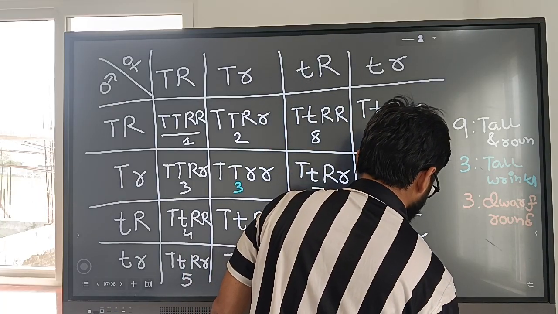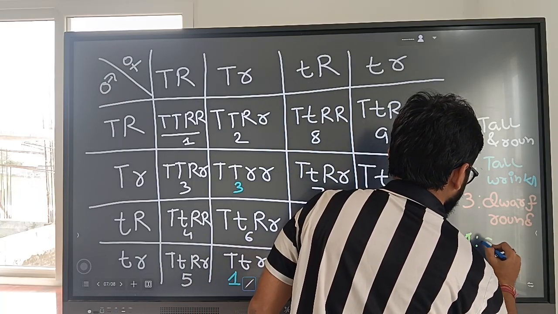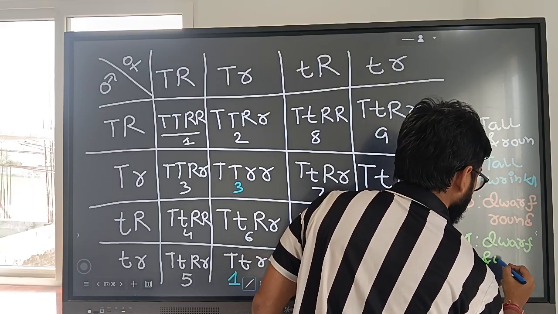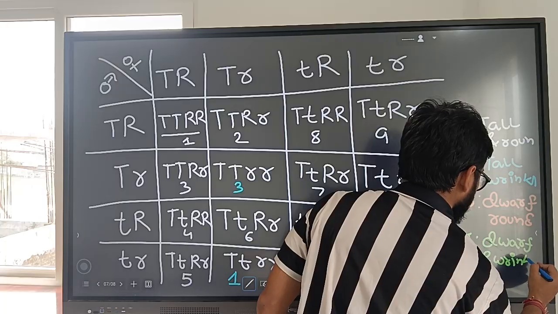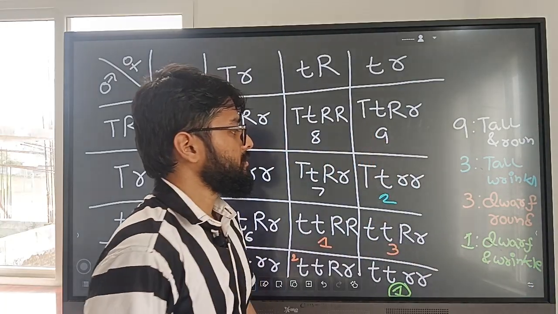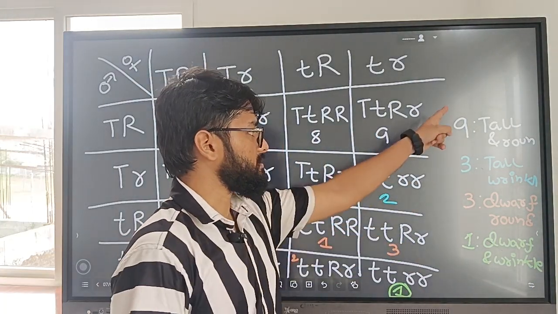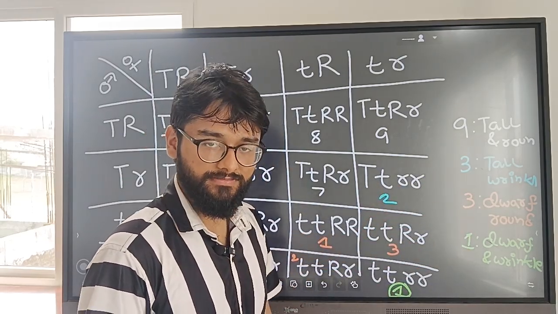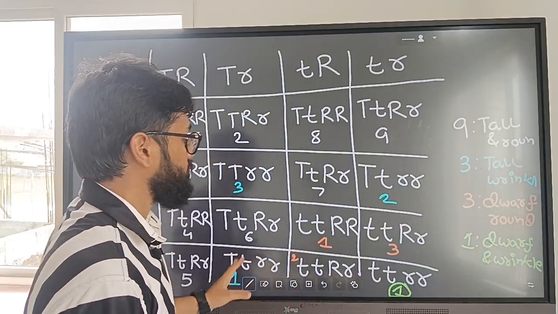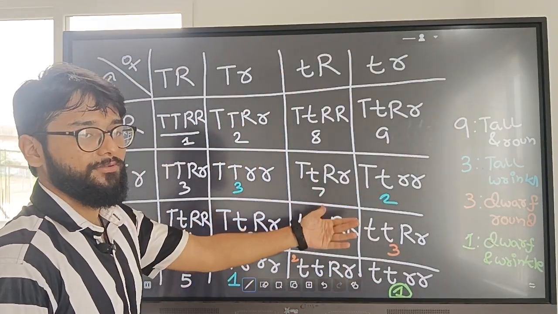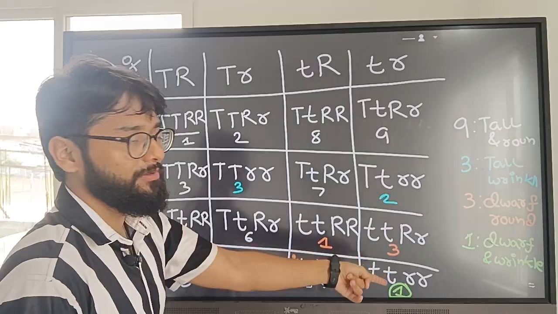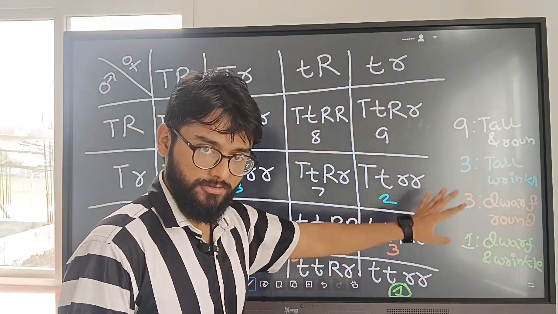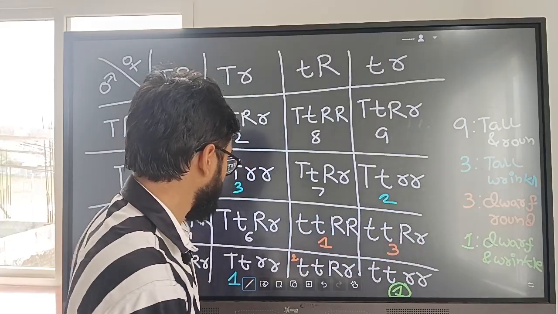Okay, the last one will be just this, that is dwarf and wrinkled, only one. Okay, now if you add all this, you get 9, 3, 12, 12, 3, 15 and 1, 16. All of the 16 have been accounted for. Okay, this is how we find out the phenotypic dihybrid ratio of an F2 cross.